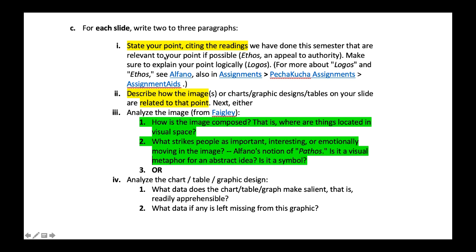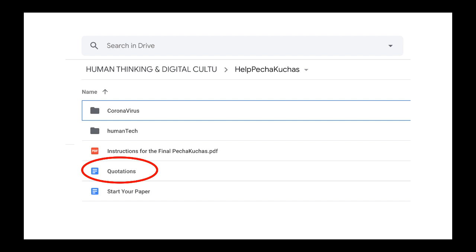And so what you want to do is you want to state your point. You know, that you've got these images. What's the point? Ideally, you will cite the readings that we've done this semester, at least in a few of your slides. So I've also, in the Help PechaKuchas folder, put this document called Quotations.